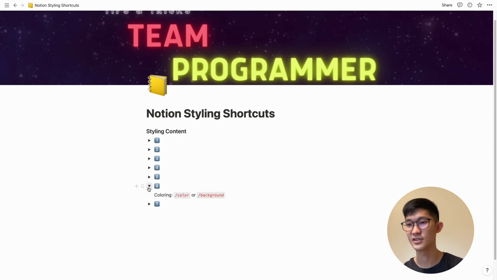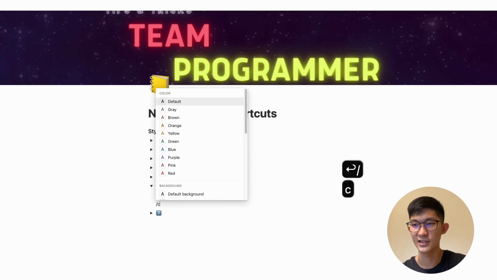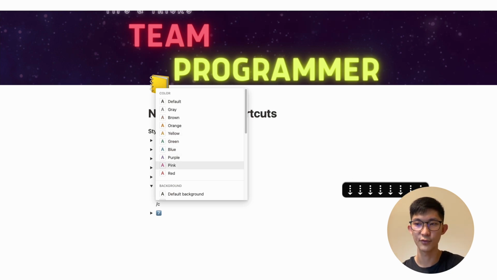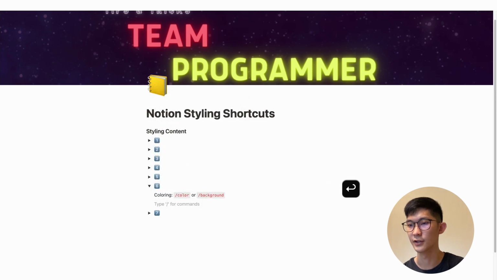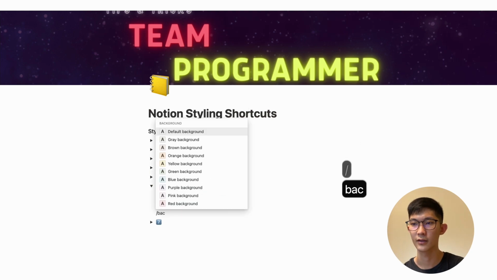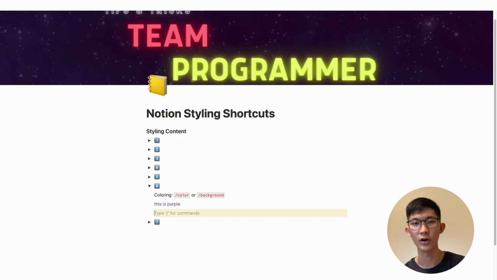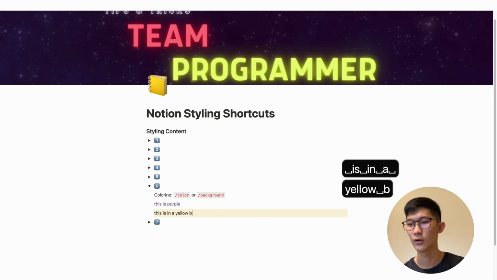Second last keyboard shortcut we have is about coloring, and this is going to be related to the last one that I'll share later. But basically, first of all, what you can do is you can do slash color or slash C, and essentially you can choose from a list of colors what you want your next text color to appear as. So let's say I do this is purple, and if I want to change the background, I can do slash back or slash BAC, and you can select the background. Let's say I want a yellow background, and this whole block will be in a yellow background. So this is in a yellow background.